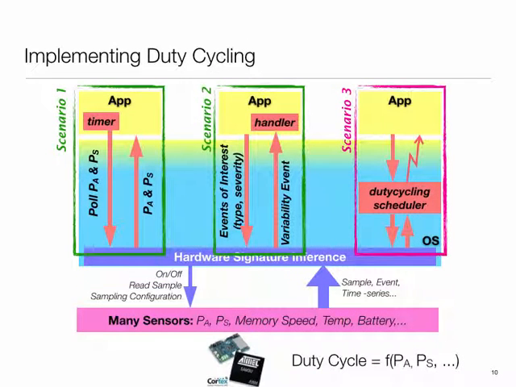Okay, so when it comes to implementing this duty cycling, in a single application case, things tend to be simpler, but in general there are going to be many different applications running on the platform. They're all going to impose their requirements in terms of duty cycling. So the OS will have to somehow aggregate them into a single schedule.